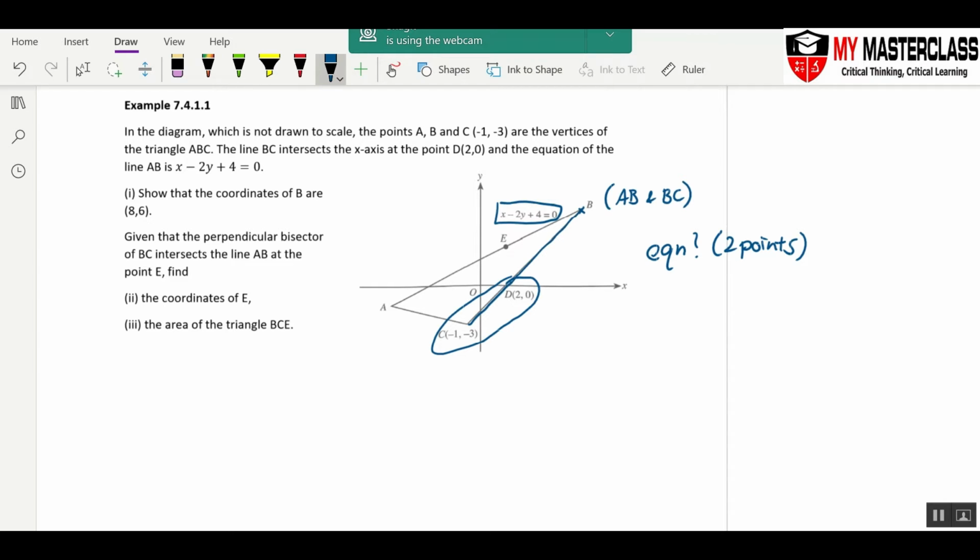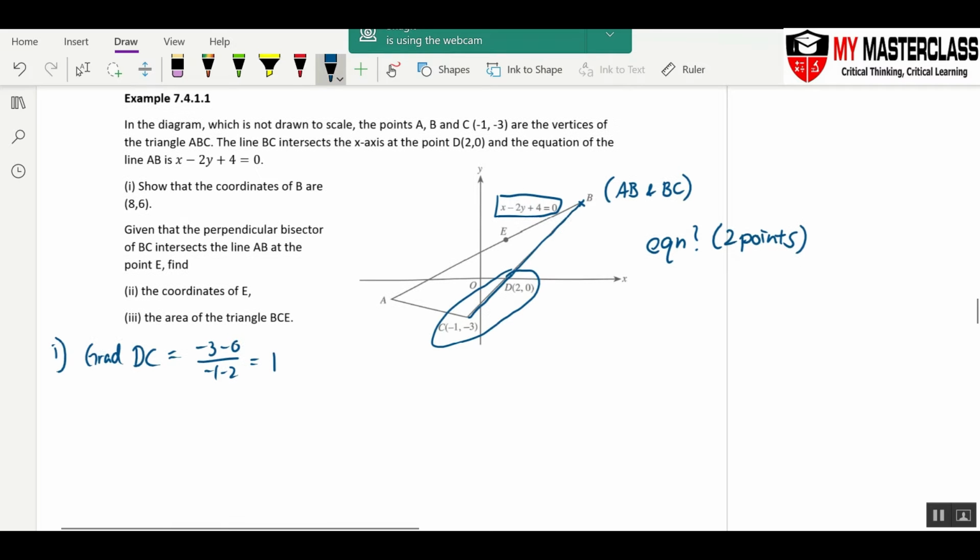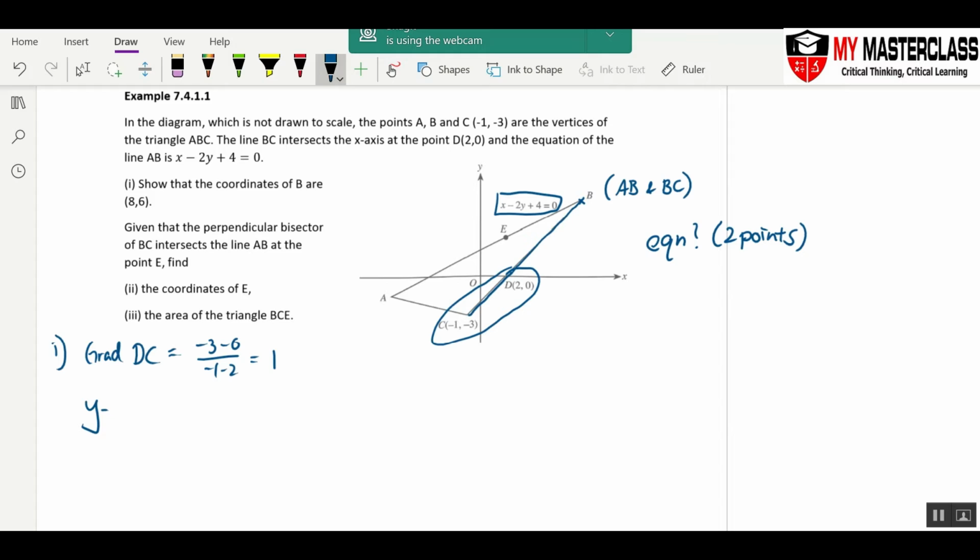So how do we find the equation? Number one, we look for the gradient of BC. That equals minus 3 minus 0, y2 minus y1, over minus 1 minus 2, which equals 1. Let's use a new way of finding the equation: y minus 0 equals the gradient times x minus 2. I get these values by putting in my point inside. So y equals x minus 2. This is the equation of DC.